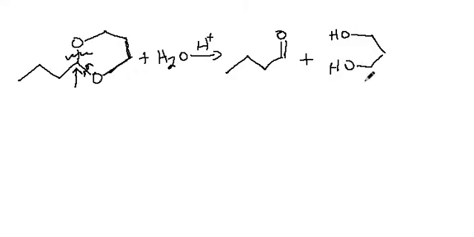This is an example of a diol. It has 1, 2, 3 carbons. So this would be called 1,3-propane diol. You could also draw this 1,3-propane diol like this.